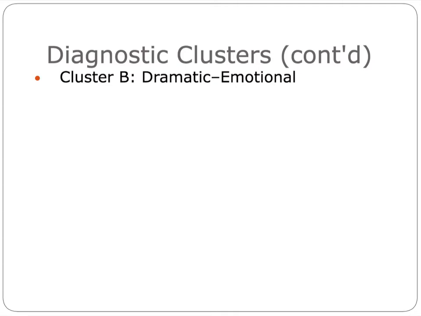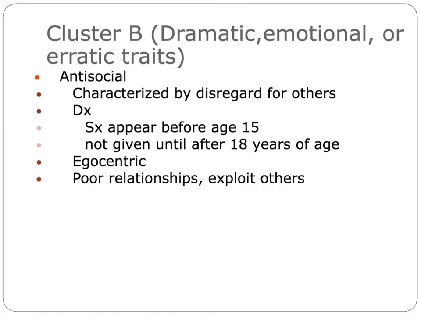The next cluster is your dramatic emotional. This is going to be your borderline personality, your histrionic, your narcissistic personalities, and your antisocials. The antisocial actually has a disregard for other people whatsoever. They're characterized by exploitation. They may repeatedly break the law, be deceitful. They fail to accept personal responsibilities. We usually see this around or before the age of 15 by these individuals having conduct disorders.